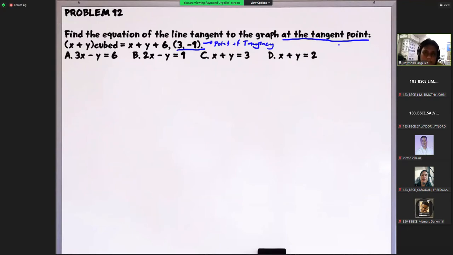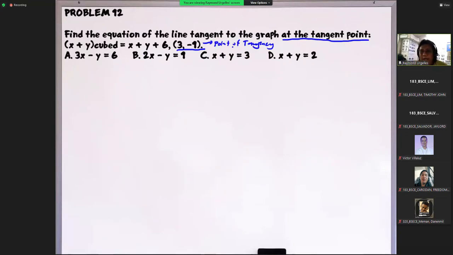So again, it's not necessarily a point of tangency. It can be a point of tangency, but it can also not be one, no? So that's why you need to generalize first, right? So in those cases, okay?